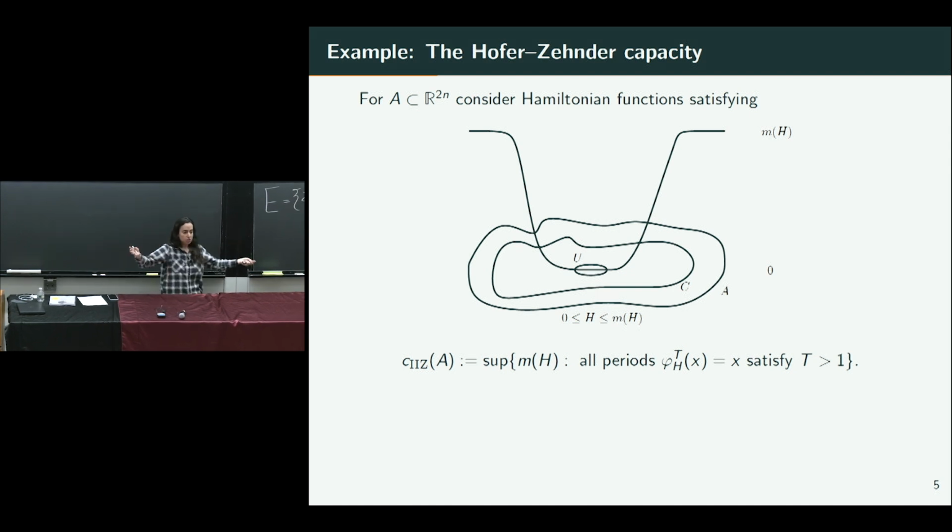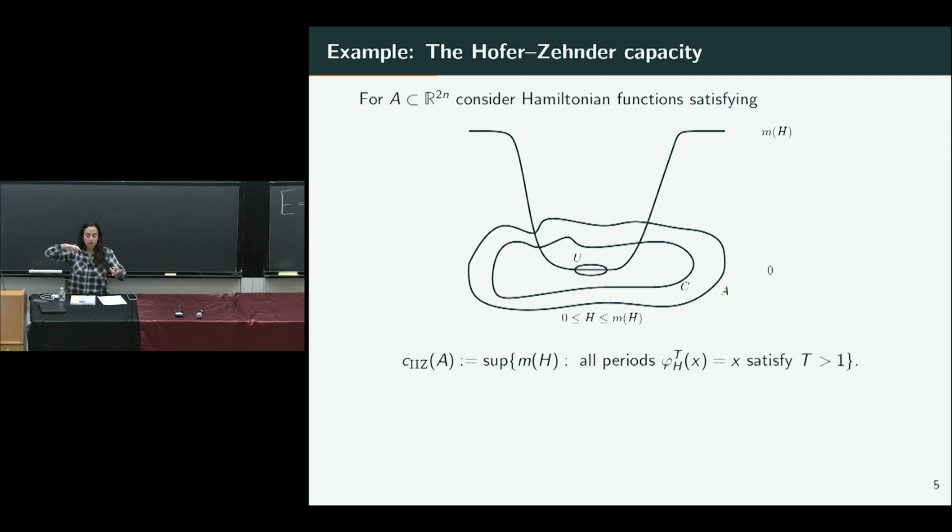And if I have a large set, then I have a lot of room to grow, so I can have my differential of H growing slowly, so being small, and then maybe I could have a Hamiltonian function reaching a large value, but without periodic orbits of a small period.